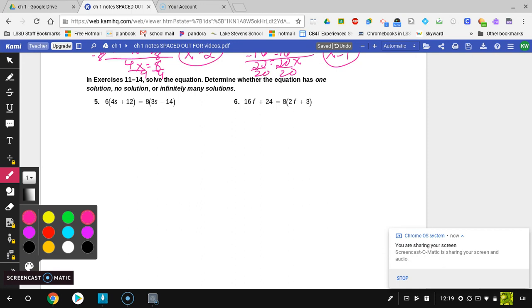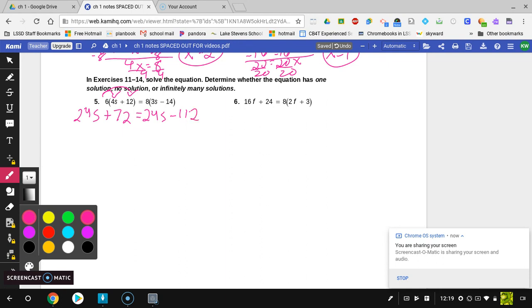So we approach the problems the same way. Whether we know it's going to have a solution or not, we still start it the same way. So we're going to start by using the distributive property. So 6 times 4s is 24s. 6 times 12, let's see, that would be 72. 8 times 3s is 24s. And 8 times 14 would give me 112. So I have minus 112.